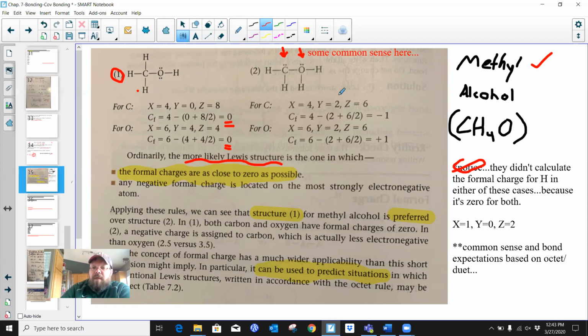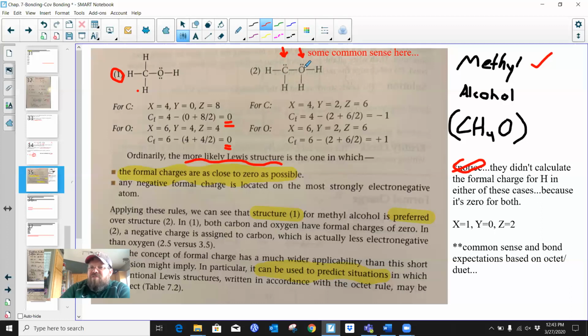But before we do that, we'll look at structure number 2. I have this little note here: some common sense, right? I'm using this example, and the book uses this example, merely to prove a point. There is some common sense to apply from what we've talked about. Carbon has 4 valence electrons, so we know that carbon has a tendency to want to make 4 total bonds. Well, in this picture, it's only got 3 total bonds. That's a little weird. That should raise a red flag, right?